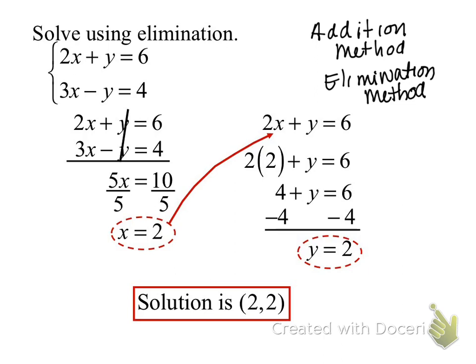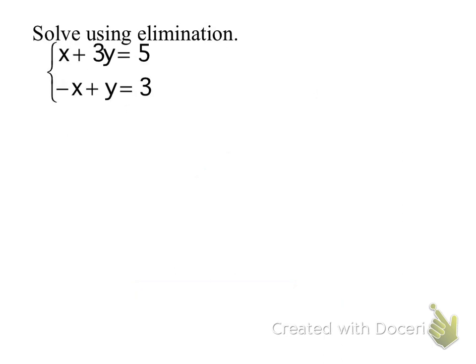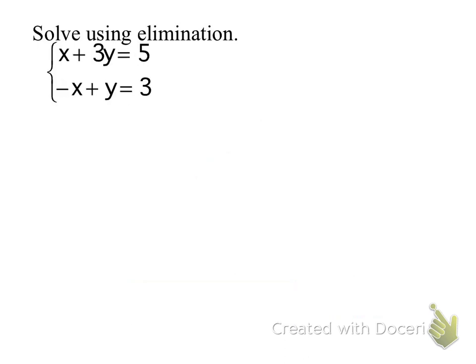Okay, so is everybody clear? All right, and when you check, remember this point should work on both of them. So if it's (2, 2), then we're doing 2 times 2, does 4 plus 2 make 6? And does 6 minus 2 make 4? So it works. All right, let's try the next one.